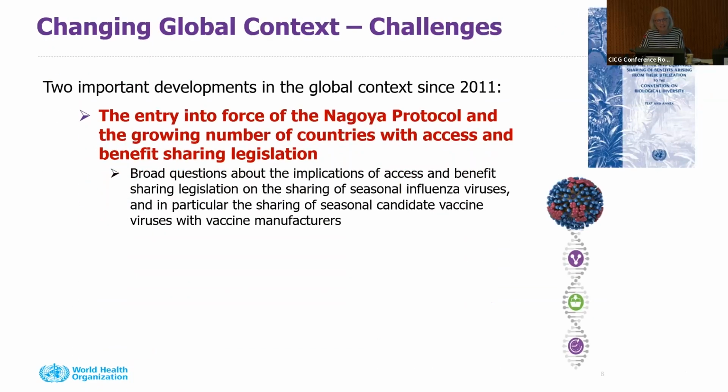Changing global context challenges. Some of you will go into this in your other presentations, but two important developments really have set the landscape for the future of PIP. One has been the entry into force of the Nagoya Protocol and the growing number of countries with access and benefit sharing legislation. These raise broad questions about the implications of access and benefit sharing legislation on the sharing of seasonal influenza viruses. And Wenxing mentioned that already, in particular, the sharing of seasonal candidate vaccine viruses with vaccine manufacturers.